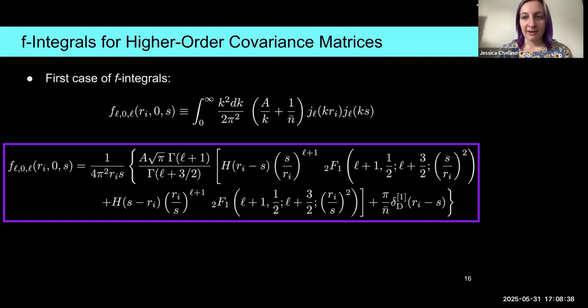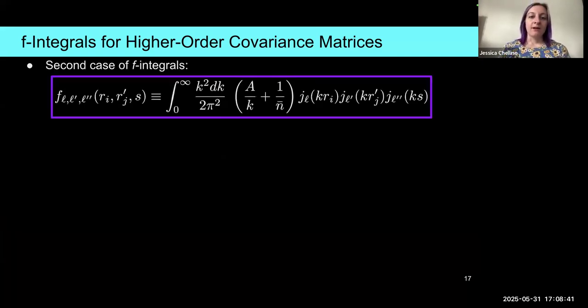Now, if we move on to the second case of F integrals we need, this is where we have three SPFs with order and argument 0. If we plug in our power spectrum model, we're able to evaluate this analytically. And before I show that result, I want to go through some definitions of the functions that I have in that result. So first, r plus or minus is the magnitude of the sum or difference of the side lengths divided by the separation s.